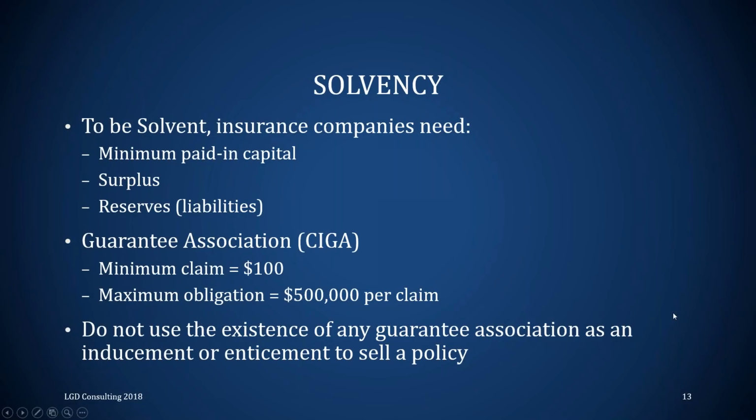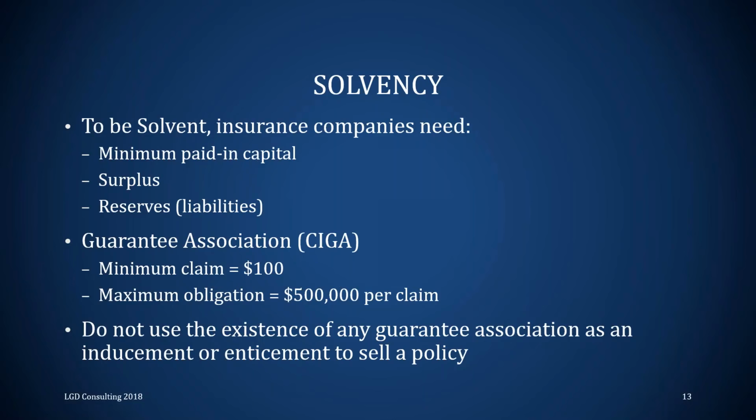Now, when you're selling insurance, this last line, make sure you follow. You cannot use the existence of the Guarantee Association as an enticement or inducement for the sale of a policy. That means you can't say, hey, you should buy from our company because we're backed by the Guarantee Association. Every admitted insurer has to be a member and pay into it. Any insurance company in your state that has a certificate of authority is required to be a member and pay into it. So you can't say that your company is special.